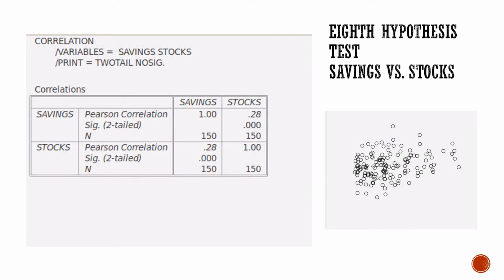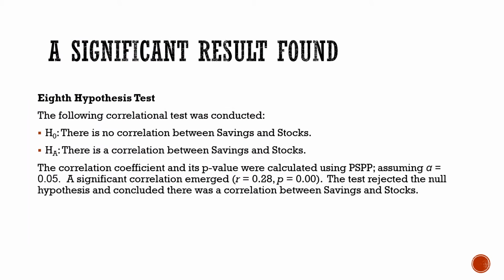The eighth hypothesis test, savings versus stocks. Our correlation was 0.28 with a tail of 0.000. We can see there is a small correlation on the scatter plot graph, and so we proceed to the next slide. A significant result was found. The significant correlation emerged with a correlation of 0.28 and a tail of 0.000. The test rejected the null hypothesis and concluded there was a correlation between savings and stocks.